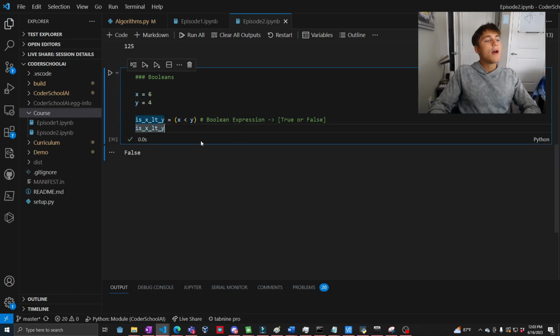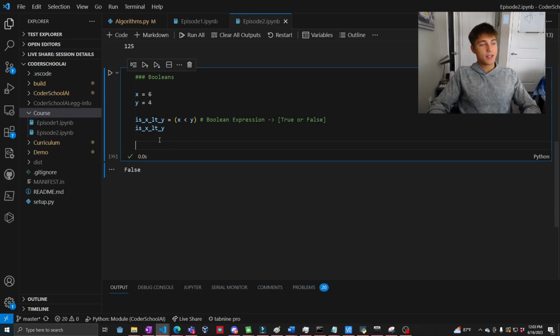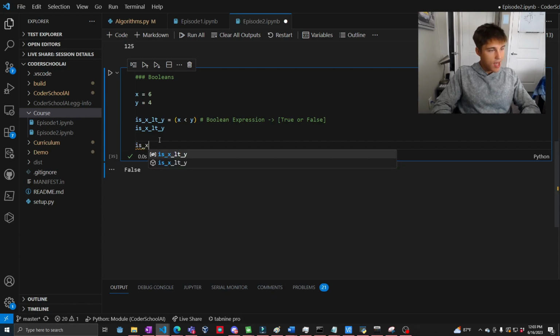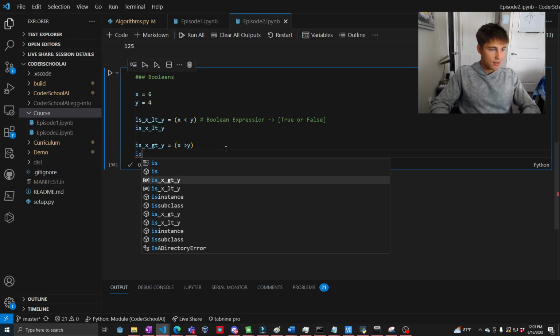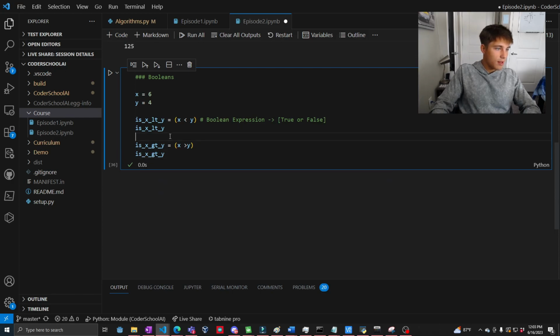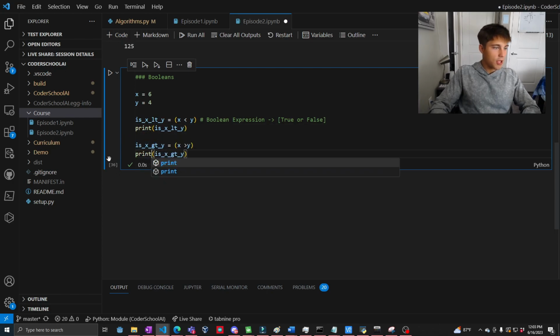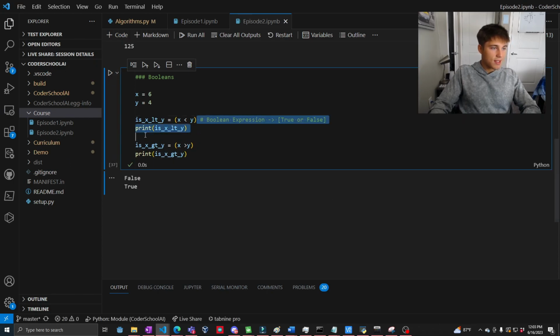Okay, so let's come up with another Boolean expression. Let's say, is x greater than y? And then let's just show that. So x greater than y. It's another Boolean expression. Let's just print that, is x greater than y. Let's print both of these. So I'm just going to print that and print that. So you can see that this one is false and this one is true.